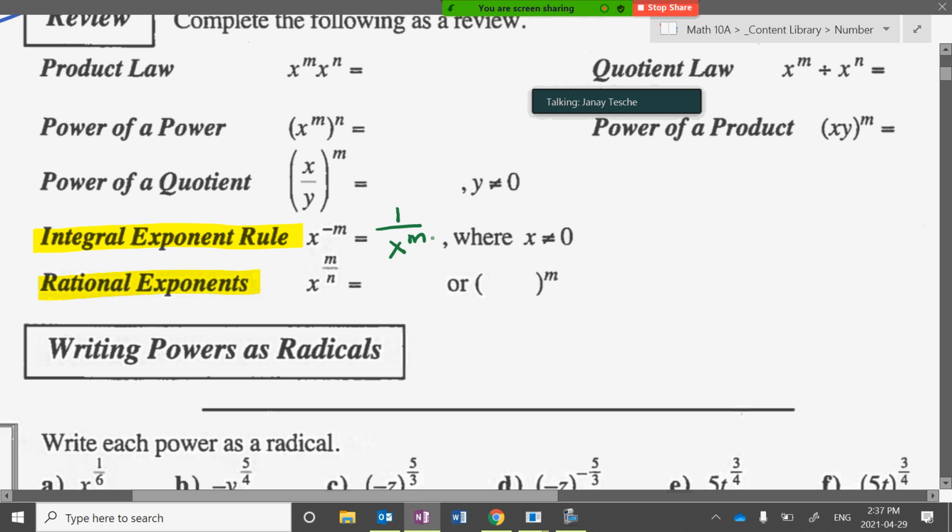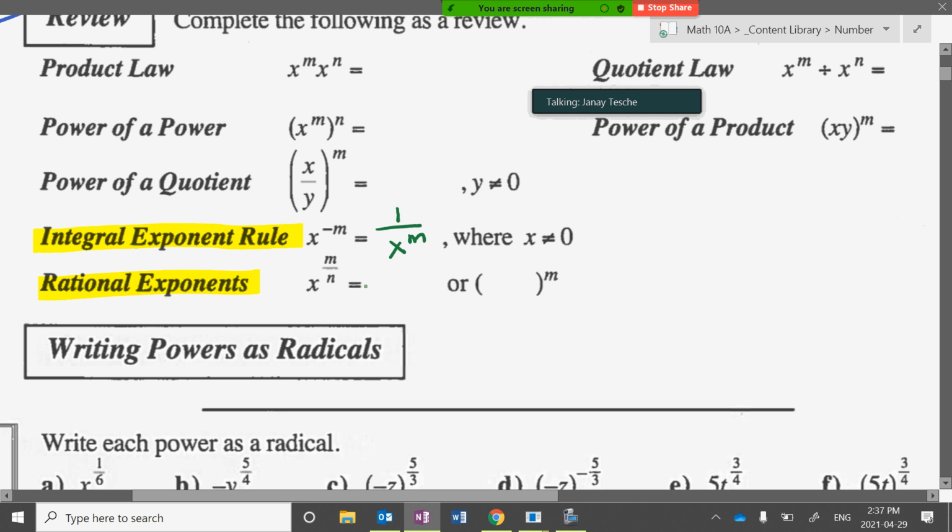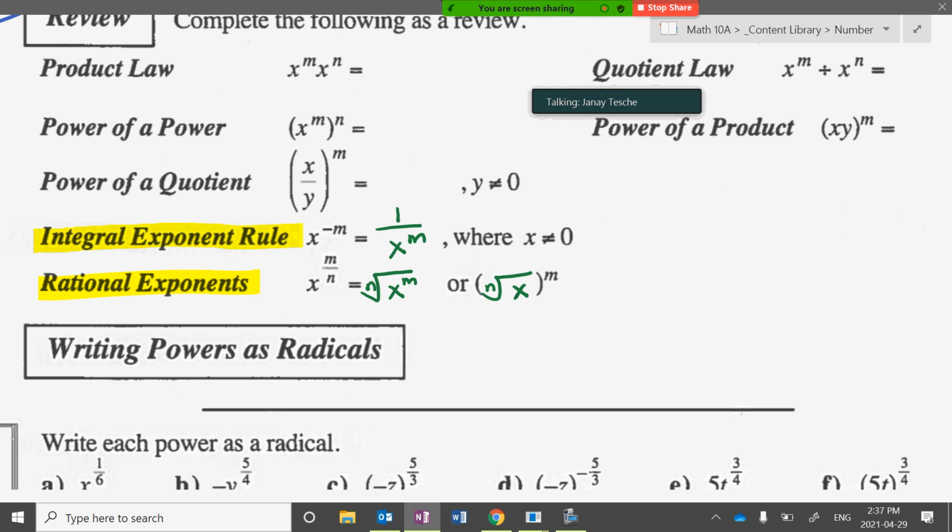What we learned last class was fractional exponents that become radicals or roots. In those cases, it becomes the nth root of x to the power of m, or you could put the m on the outside and you get the same value at the end. So that's our new things. Today we're not really going to learn anything new, but we're going to emphasize a little bit more what we learned yesterday.